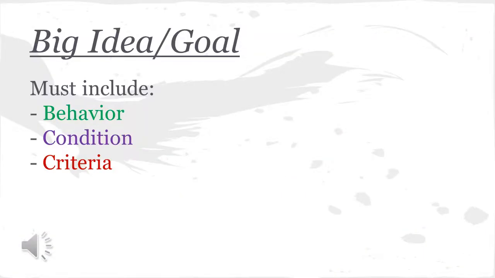As you build your instructional planners, working with Stage 1, the big idea and goal, please keep in mind that each big idea and goal must include a behavior, a condition, and a criteria. Let's look at some examples.